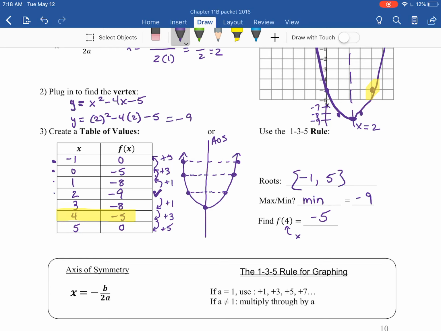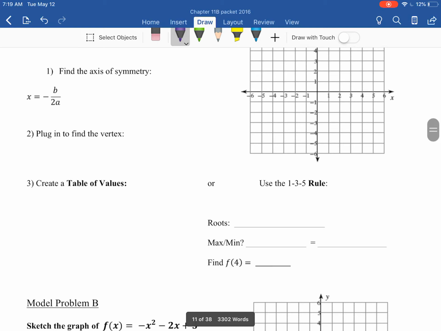One of these problems we'll actually do with 1-3-5. It's a way of doing it without the calculator if you don't have one handy. All right, but for now, the calculator is the easiest way to do it, so let's just move on.